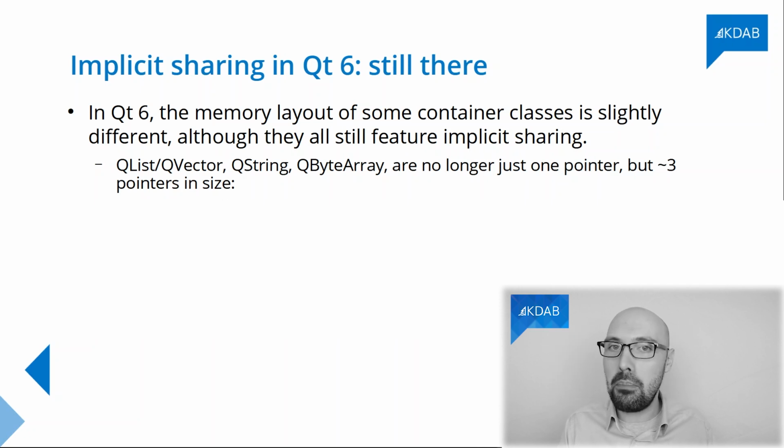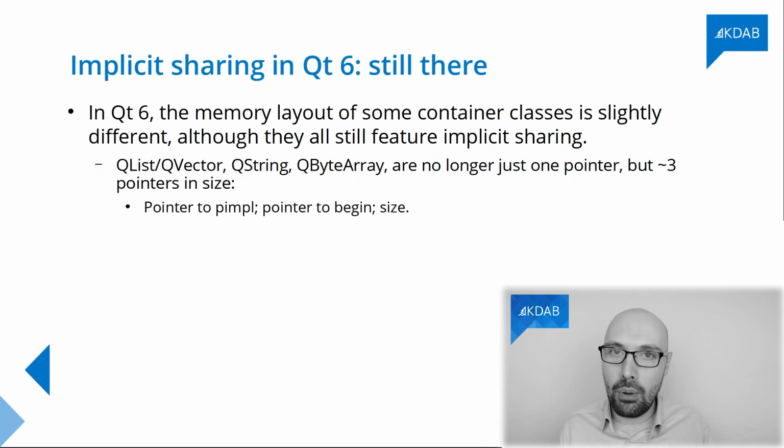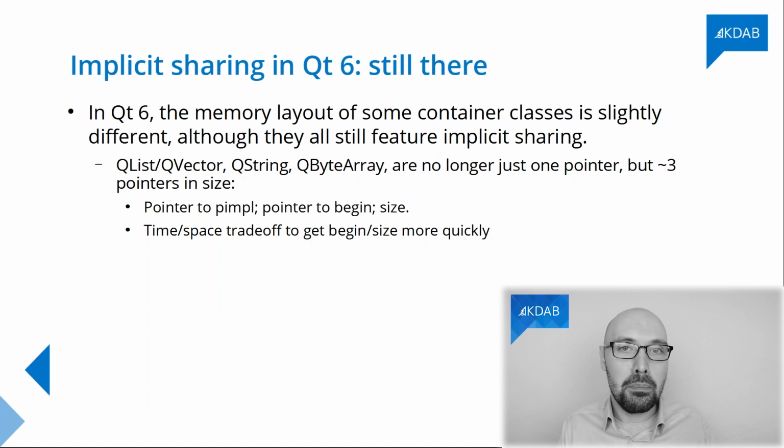Now there are three pointers inside, because there is not just the pointer to the payload, there is also a shortcut pointer pointing to the beginning of the actual payload. It's just a little trade-off. That doesn't mean that the implicit sharing is gone. Implicit sharing for all these classes is still there, and it's there to stay.